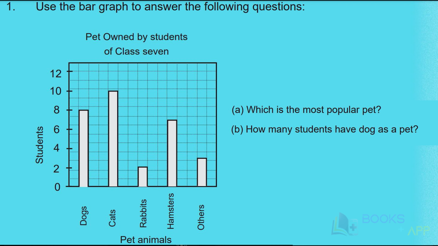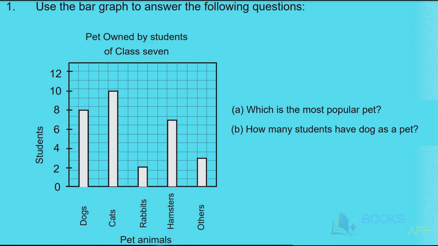Look at the bar graph. Cats are the most popular pets. You see, the number of students who like cats, that is 10, isn't it? So 10 students have cats as their pet. Okay, now what's the next question? How many students have a dog as a pet? See, yes, students have a dog as a pet.